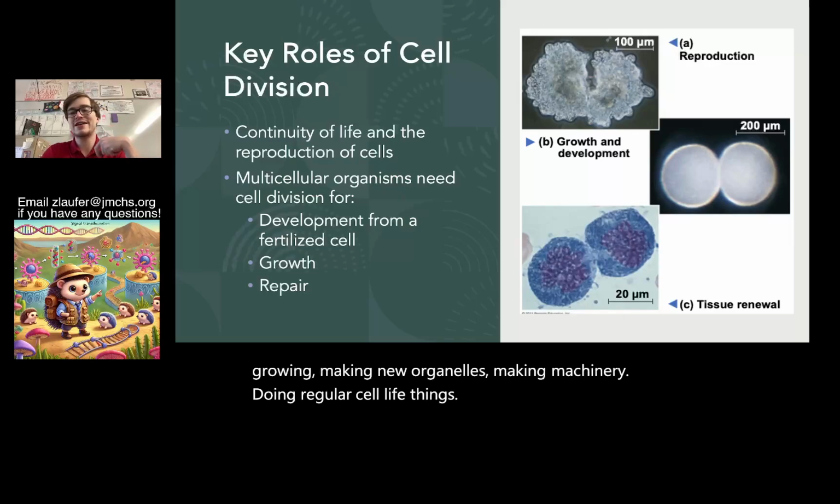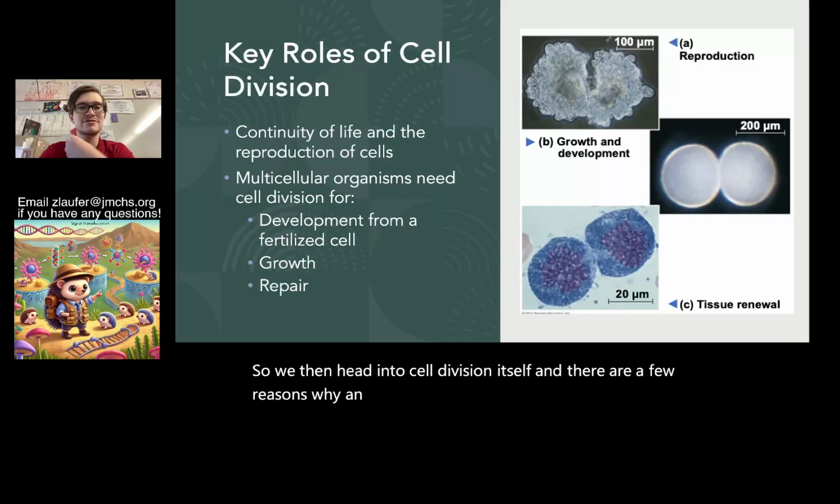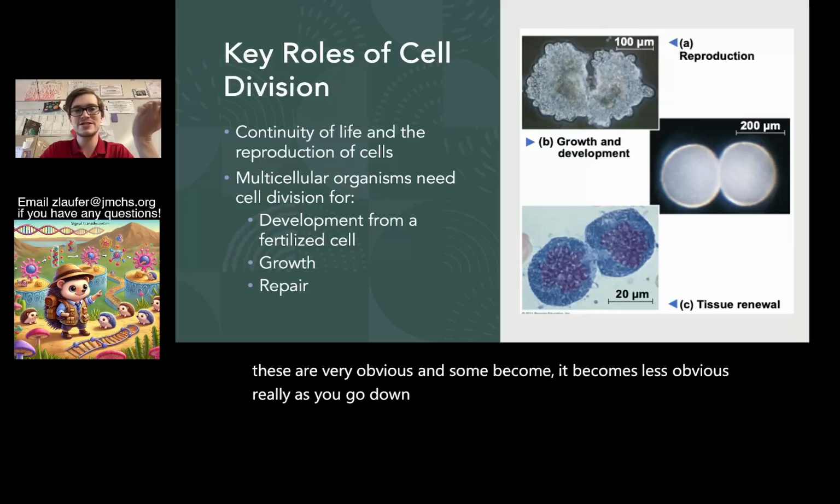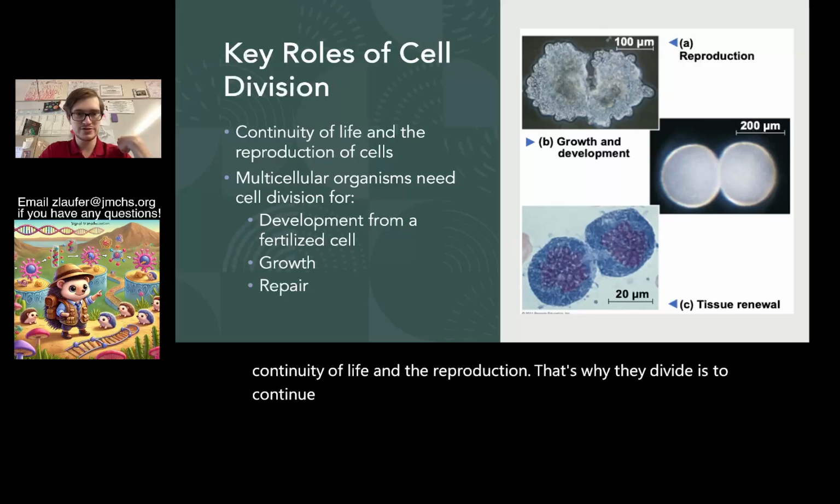So we then head into cell division itself, and there are a few reasons why an organism or a cell might divide, and some of these are very obvious and some become less obvious as you go down. But the main purpose here is for the continuity of life and reproduction. That's why they divide. It's to continue living and to reproduce.